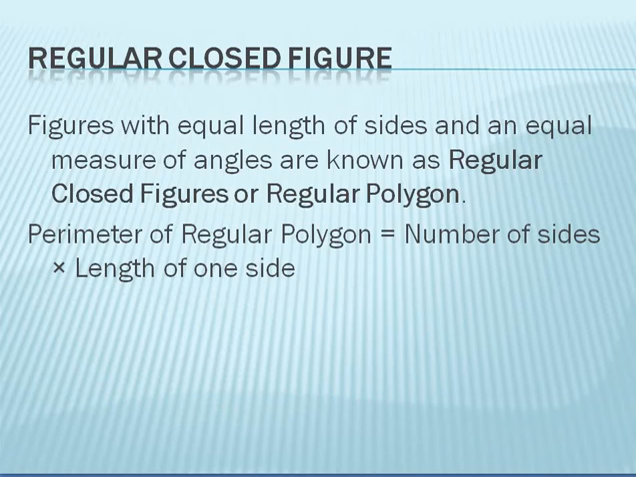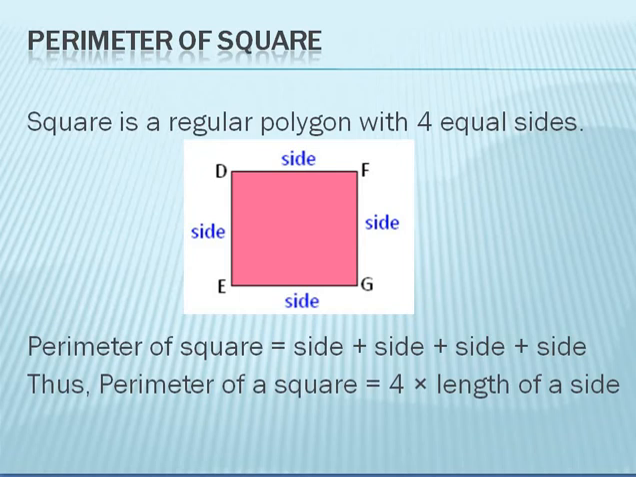Regular closed figure. Regular figure means having the same length of each side and each angle equal. And the perimeter of a regular polygon is the number of sides into the length of a side. So for example, this has all 4 sides equal. It is a regular polygon. Actually, it is a square. It has all sides equal, all angles equal. So the perimeter is 4 into the length of the side.